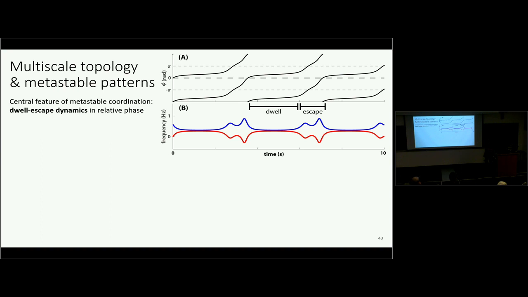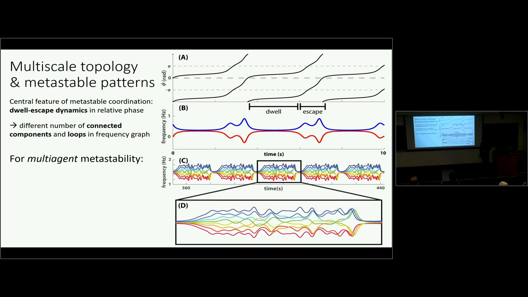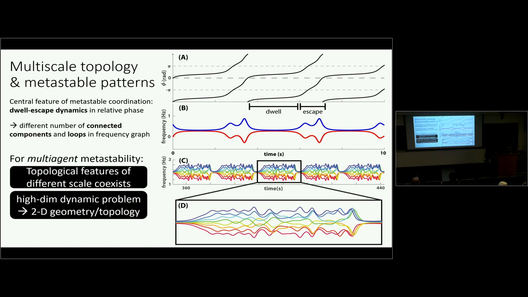So the size of these topological structures, and the fact that there are loops and connected components, characterize the key dynamics in metastable coordination. And in the multi-agent case, the pattern can be much more complex. Looking at the frequency dynamics itself gives you a really short way to reduce a high-dimensional dynamic problem to a 2D geometric problem. Mathematically, we can analyze the topological structure across scales in a 2D graph, and we know all the dwell and escape dynamics of the relative phase. Even though we don't know which phase they're dwelling at, we know when they're dwelling and after how long of a phase they return to the same pattern. So yeah, I have a lot more slides, but I was hiding everything.